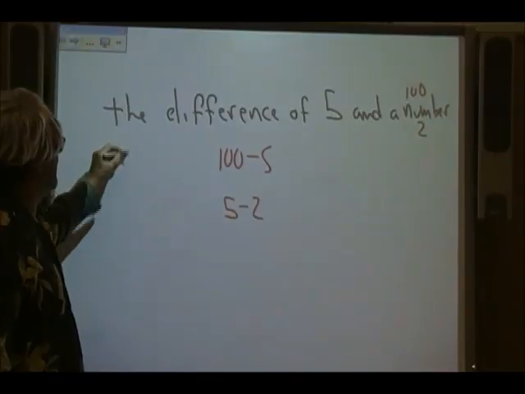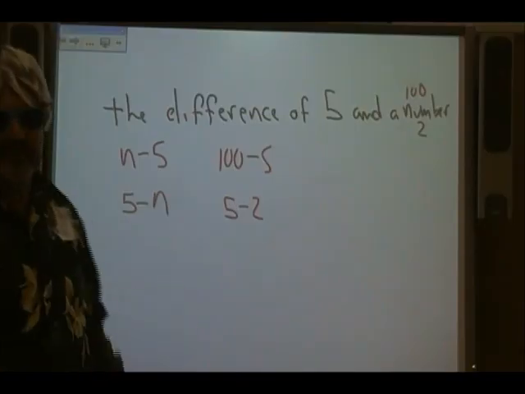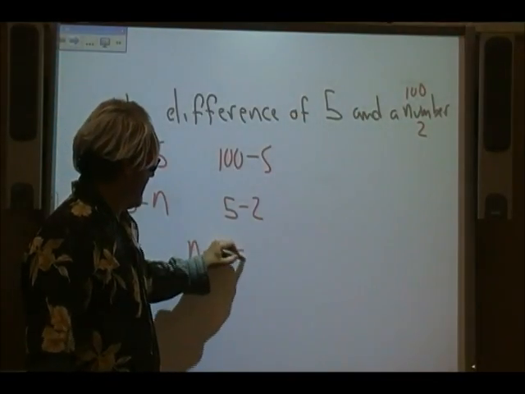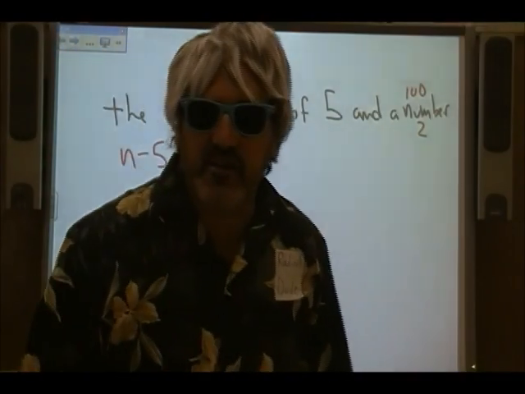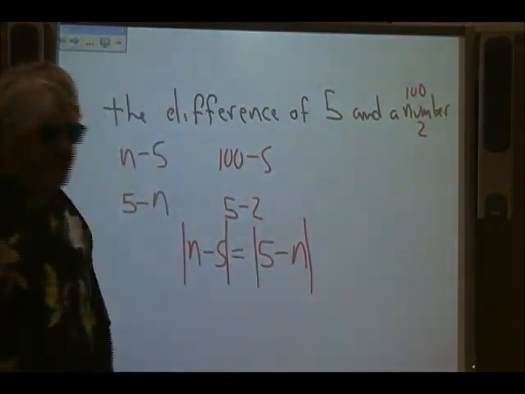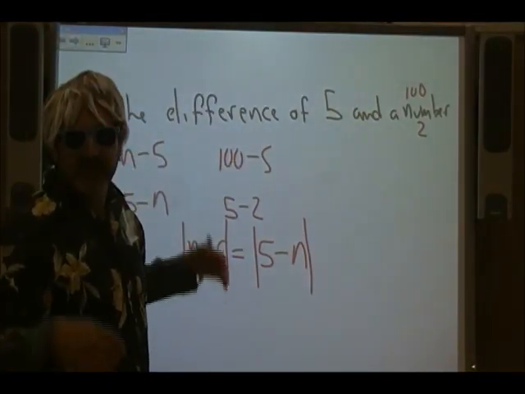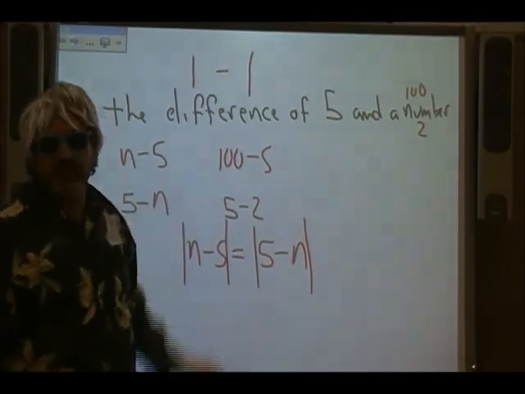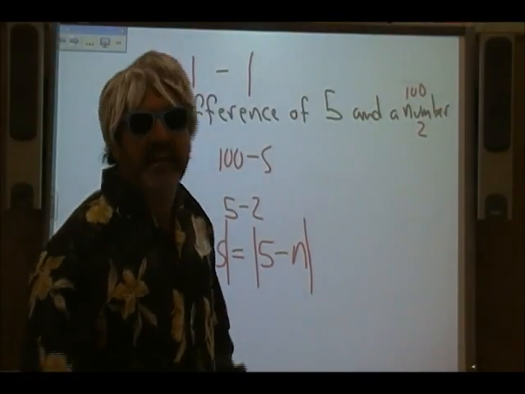Because if I put here n minus 5, and I put here 5 minus n, and I want to make these two the same, how can I make them the same? Because they're not. The only way you can make them the same is by putting absolute values. So whenever they say the difference between, just use absolute values and then put your minus sign, and you can do it in either order. You can put the n first and then the 5, or the 5 first and then the n. It doesn't matter.